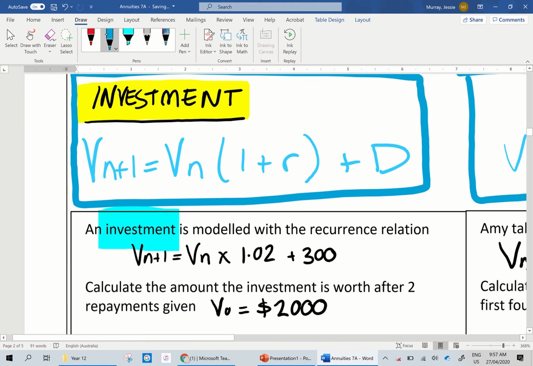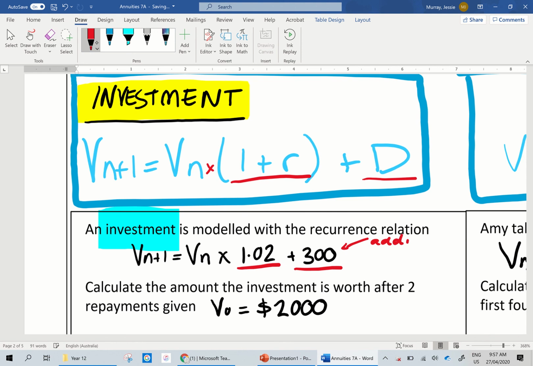Which we know is this value. And notice all they've done is substituted values in. So 1 plus the rate became 1.02 because my VN is timesing by that. And the down payment they're making, so they're adding to this investment, is $300. So this is what they are adding to it. Each repayment they're making, they're adding $300. So think about it in real life. This is a savings account. We take the value, it's charged 1.02 in interest, and then you're adding $300 to it every repayment.